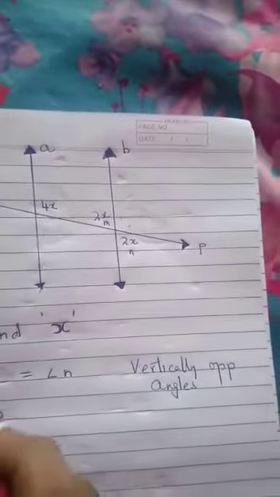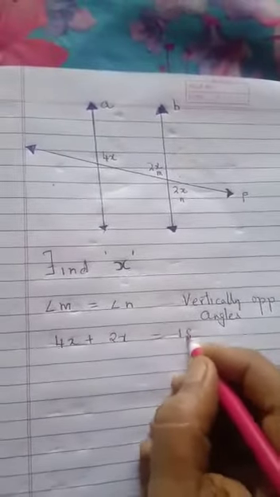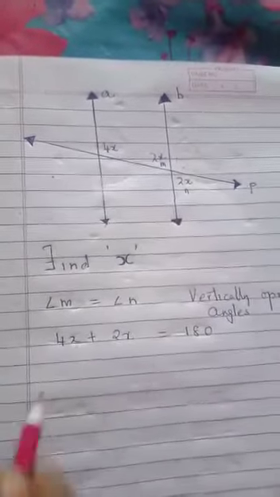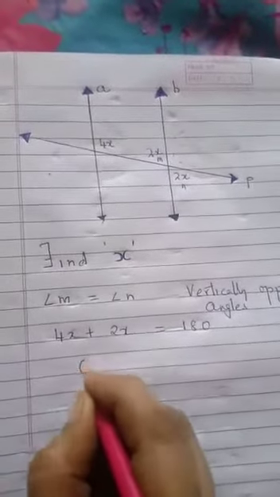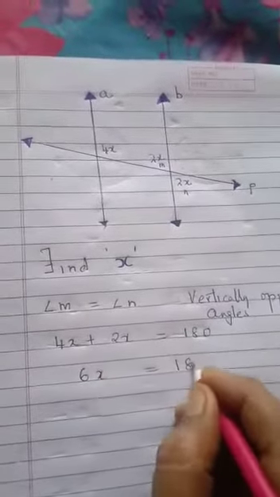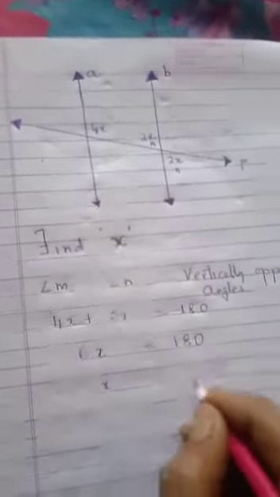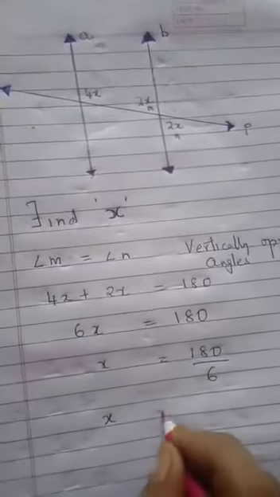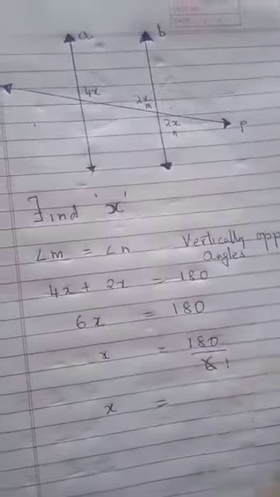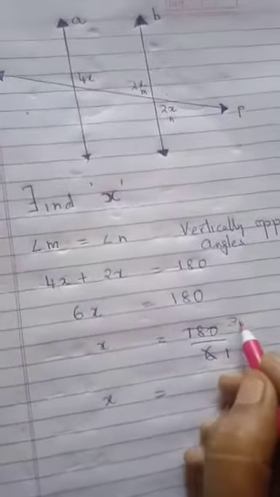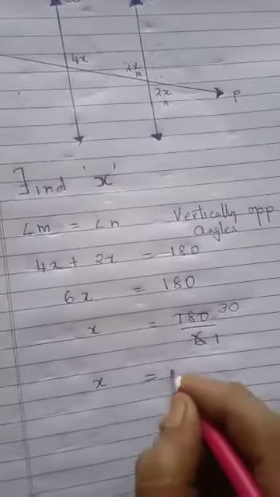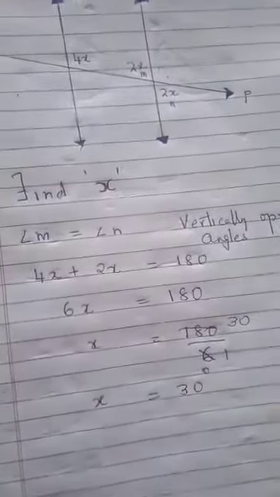So using that property, we know that 4x plus 2x is equal to 180. Now here the variables are the same. So you get 6x is equal to 180. So you have x is equal to 180 upon 6. So you have x is equal to, 6 times 30 is 180. So x is equal to 30 degrees.